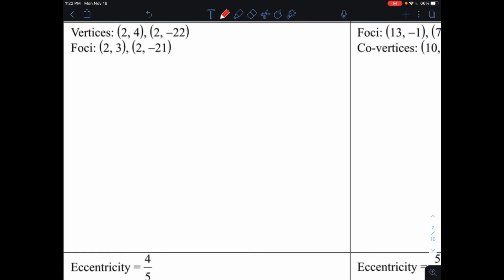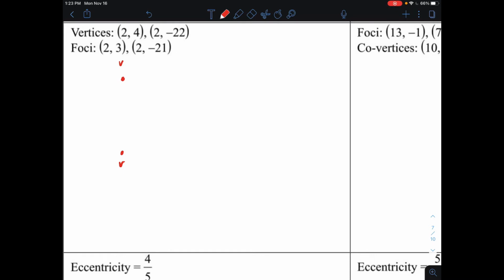All right, next problem here. So we're given two vertices and the location of two foci. And so I'm going to make a rough sketch to see what it is I'm looking at. So my vertices are (2, 4) and (2, negative 22). So my vertices are oriented vertically.